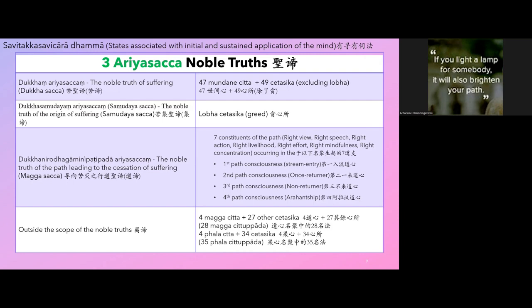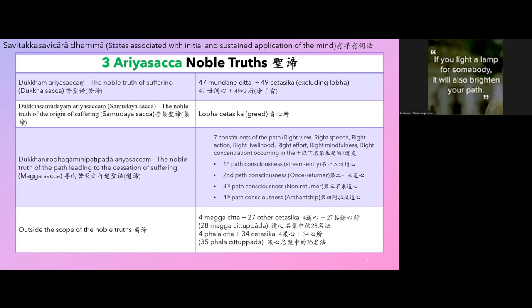And out of the 55 consciousness, 8 are supramundane. The remaining 47 are mundane, and these are classified under dukkha ariya sacca. When we deduct lobha from the 50 mental factors, we get the remaining 49 cetasika, which also comprise the dukkha ariya sacca. And we get the magga sacca.